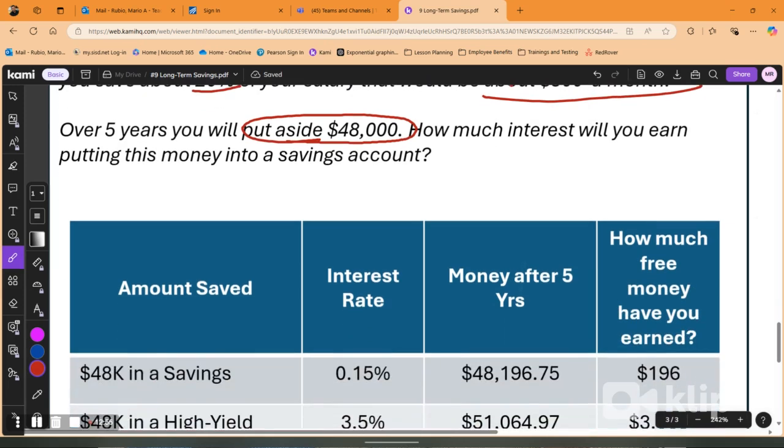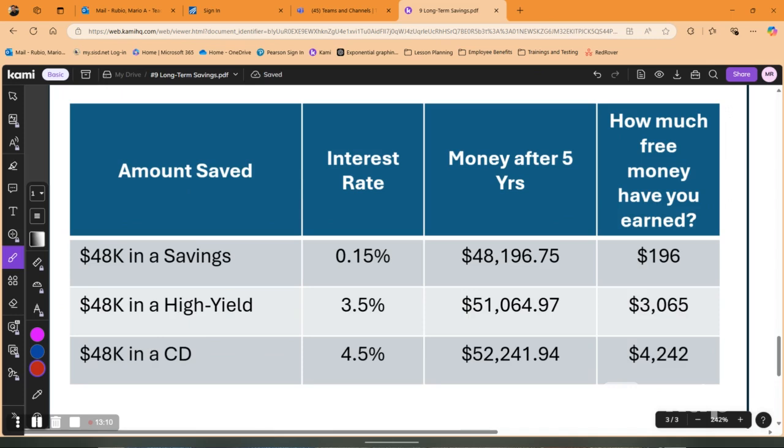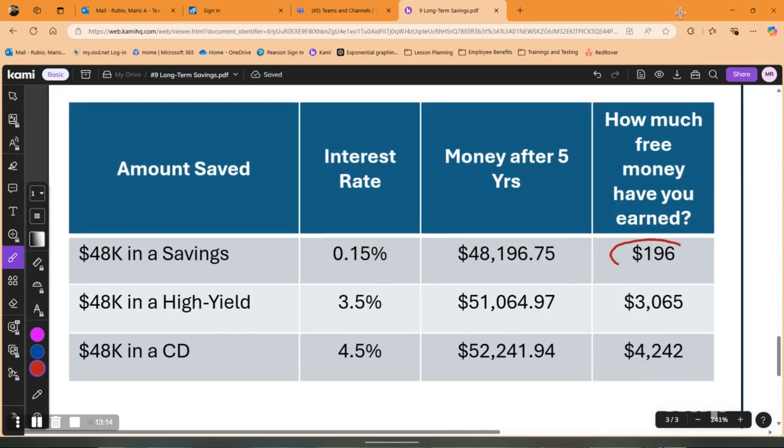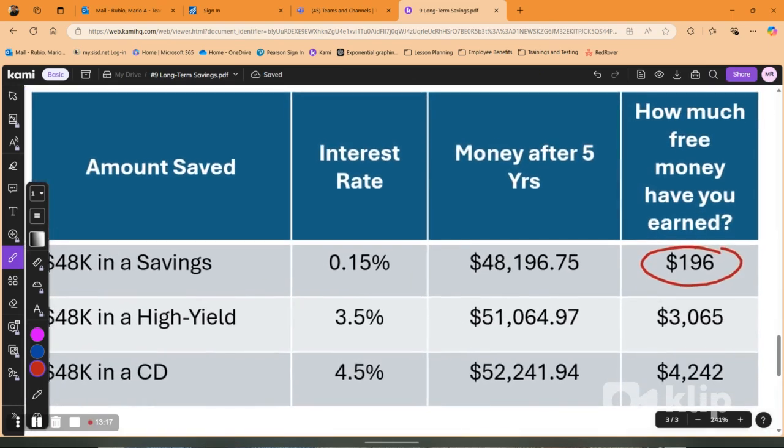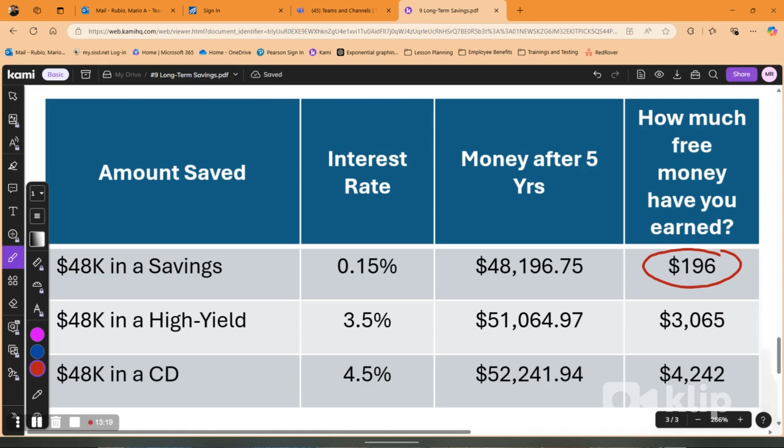So if you just put $800 a month in your savings account from your paychecks, and you'll see, when your paychecks are like $4,000, $5,000 because you're making $60,000 or $62,000 a year, $800 is going to be like nothing. In a regular savings, look at this. You're still going to earn some free money, but only $196 over 5 years. That's $200 for not doing anything but keeping it in your savings account. It's just free money for having money saved in your account.